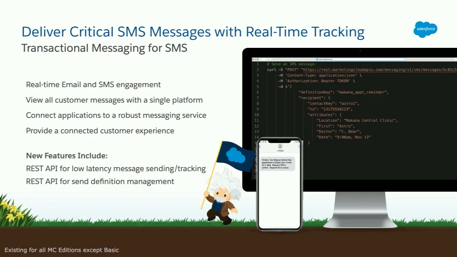A transactional message is typically defined as a real-time critical message. So this is going to be two-factor authentication, a password reset, or even a fraud alert. Taking into consideration that there are 5 billion mobile users globally, and Forbes said last year that 95% of all text messages are read within 3 minutes, it makes sense that we would extend our critical messaging into SMS. So with this new feature, we have a new REST API for low latency message sending and tracking for SMS, as well as a REST API for send definition management.